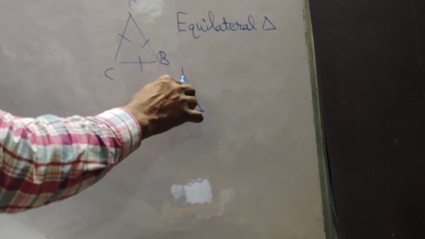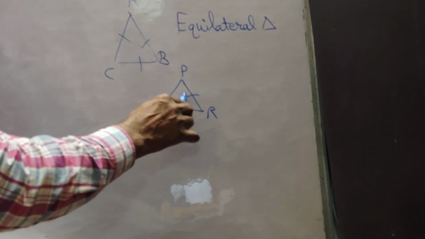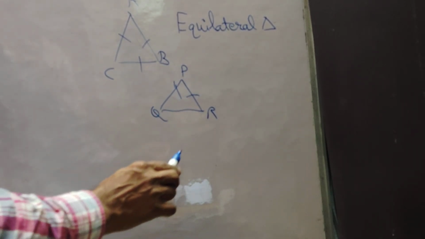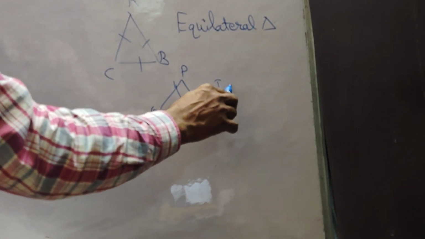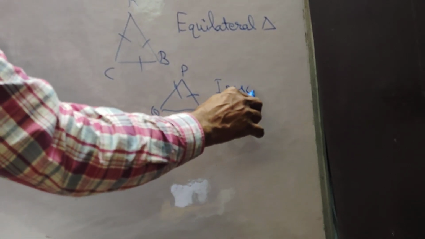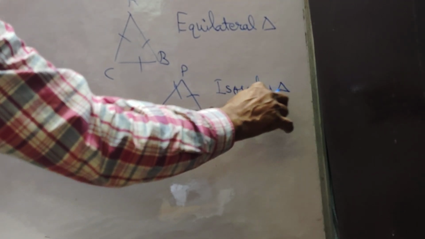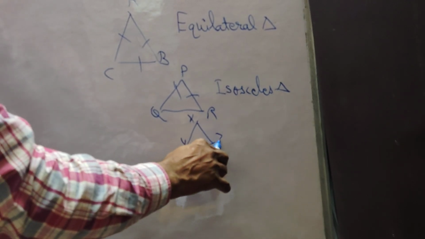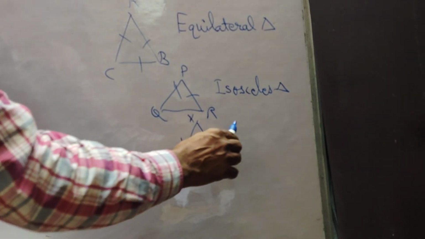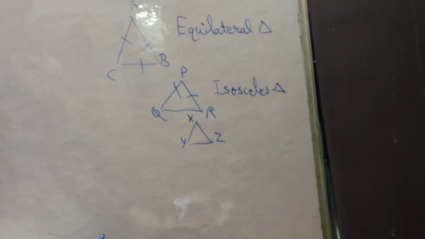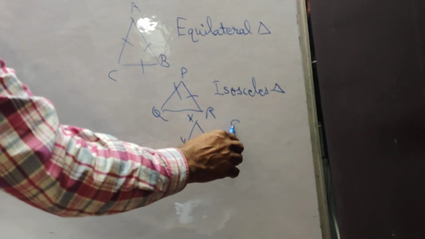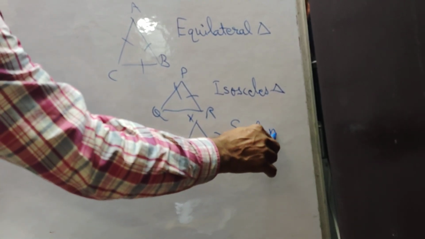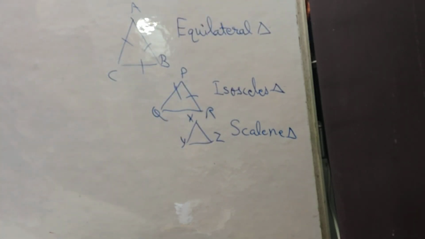Now second question, if 2 sides are equal in a triangle, its name is, tell the name. Its name is isosceles. Correct, isosceles triangle. If no one side is equal, all 3 sides are different, what is the name of this triangle? That is scalene. Yes, scalene triangle. So 3 types of triangle are there.